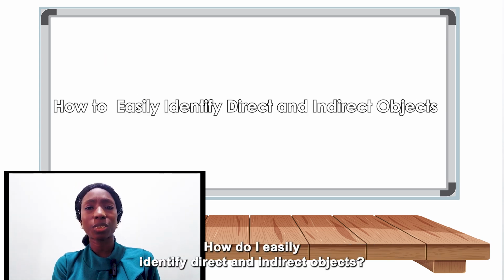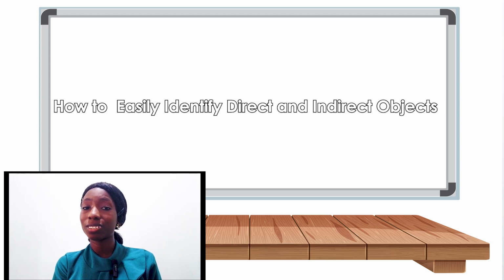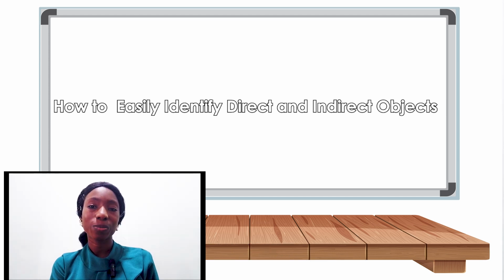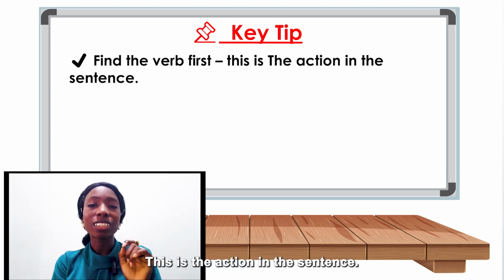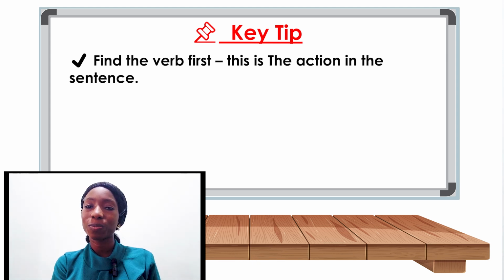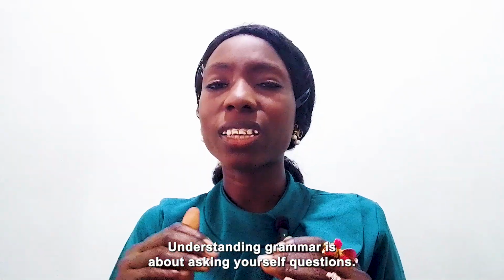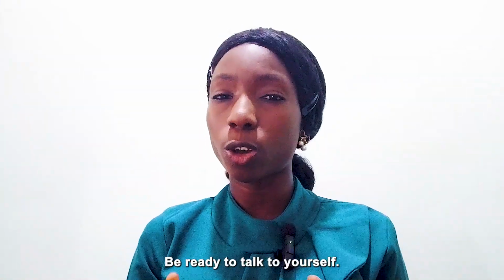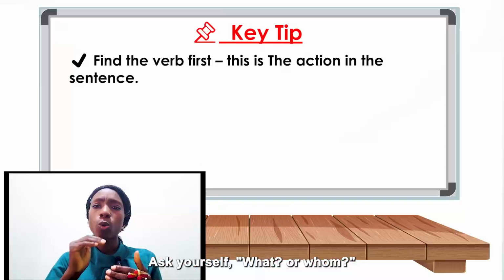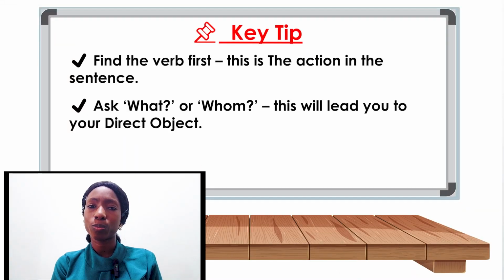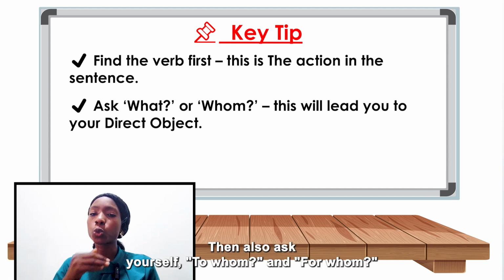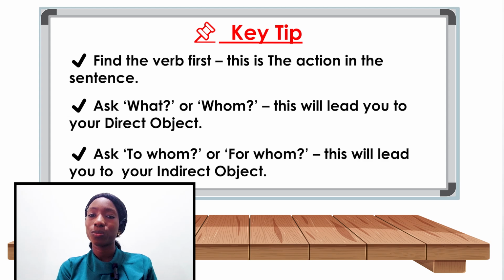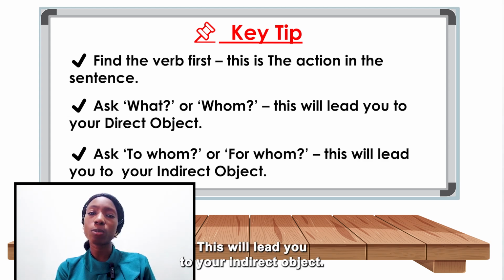How do I easily identify direct and indirect objects? Here is a trick. Find the verb first. This is the action in the sentence. Understanding grammar is about asking yourself questions. Be ready to talk to yourself. Ask yourself, what or whom? This will lead you to your direct object. Then also ask yourself, to whom and for whom? This will lead you to your indirect object.